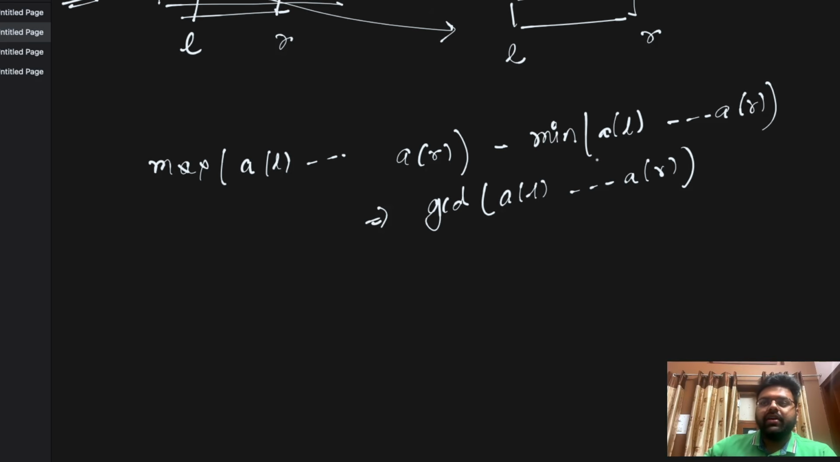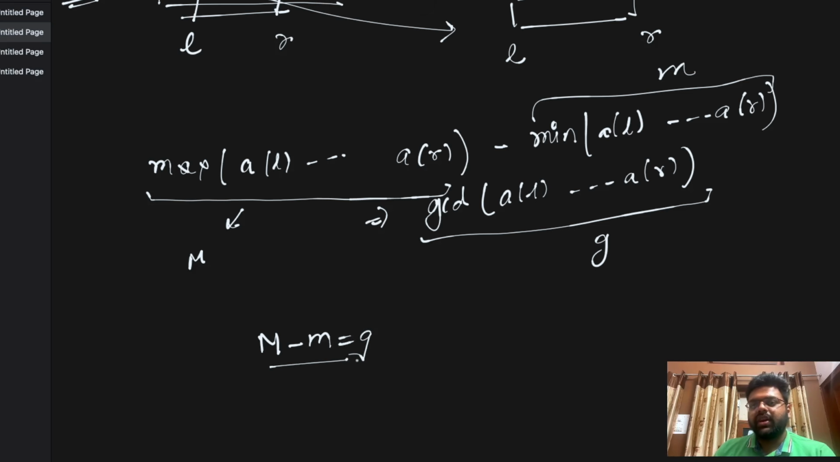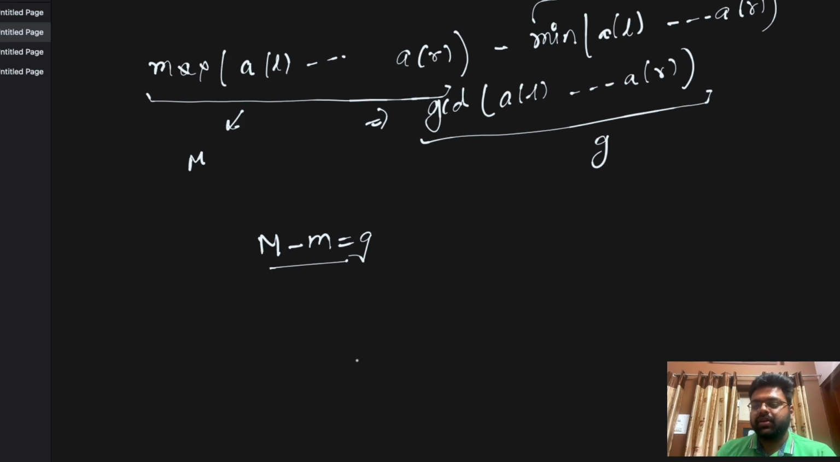Now here is some mathematics that is involved in this problem. Let's define some of the terms. Let me define the max value as capital M and the min value as small m, and let's define G as the GCD. So according to the question, capital M minus small m should be equal to G, right? This is what is being given to us.